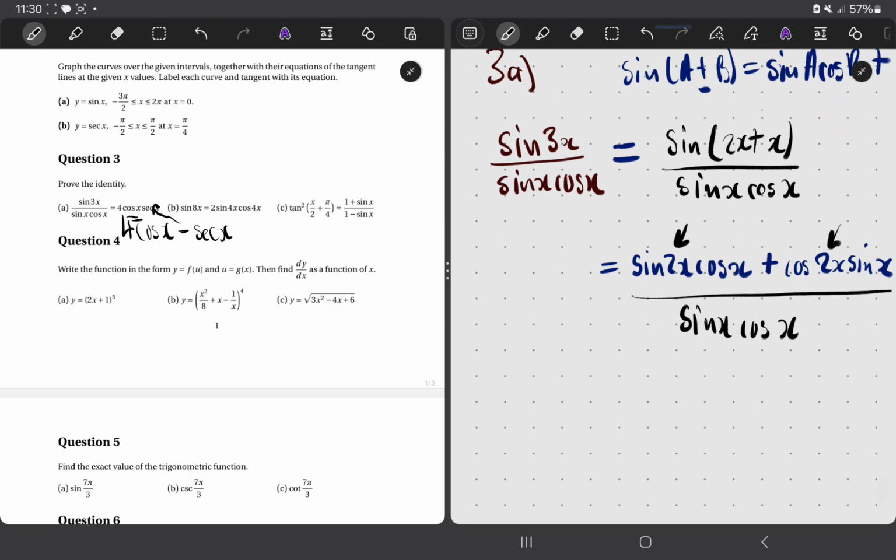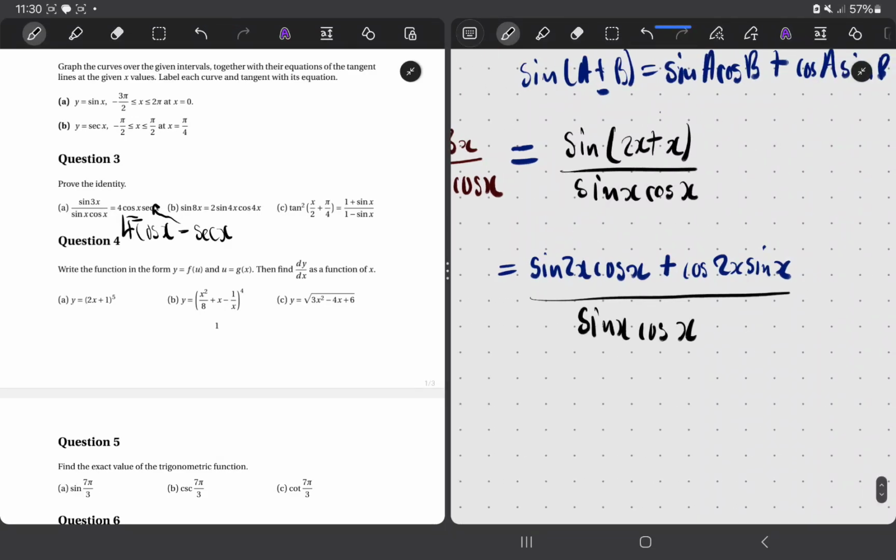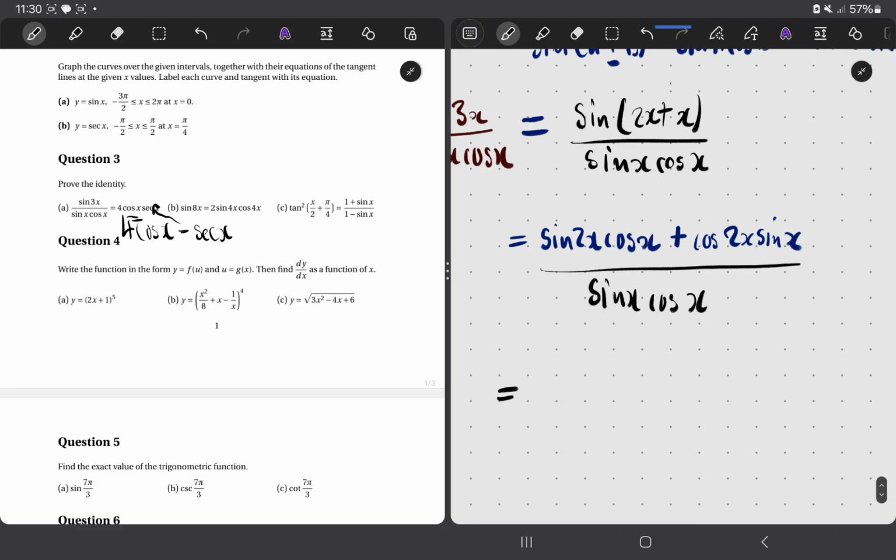So I should eliminate these, and I know my double angle formulas. What is sine 2x? Remember, sine 2x, we said it is 2 sine of half of 2x, which is x. So 2 sine x cos x. So this is going to be 2 sine x cos x, instead of this sine 2x here. And it's going to be times this cos x.